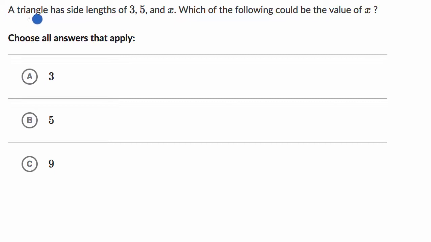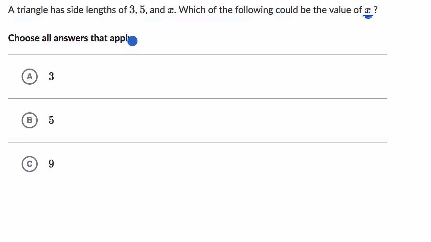We're told a triangle has side lengths of 3, 5, and x. Which of the following could be the value of x? And it says choose all answers that apply. So pause this video and see if you can figure that out. Okay, now let's try to do it together.